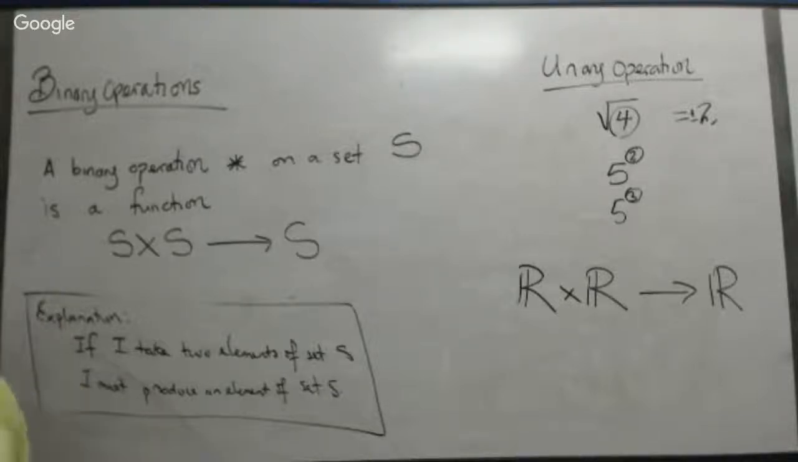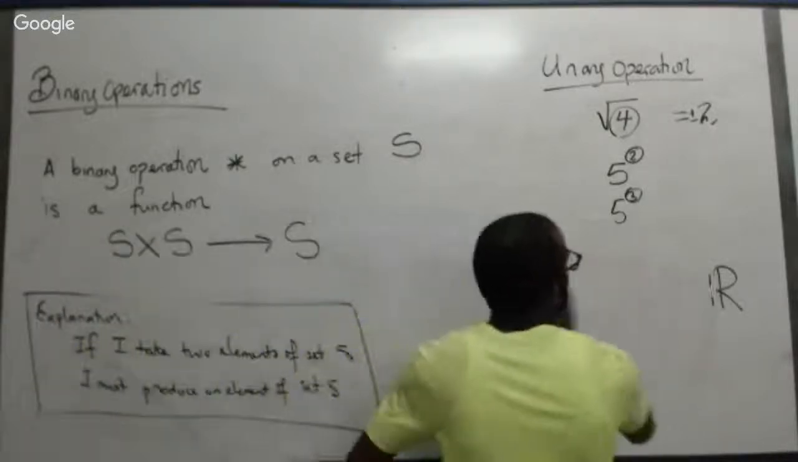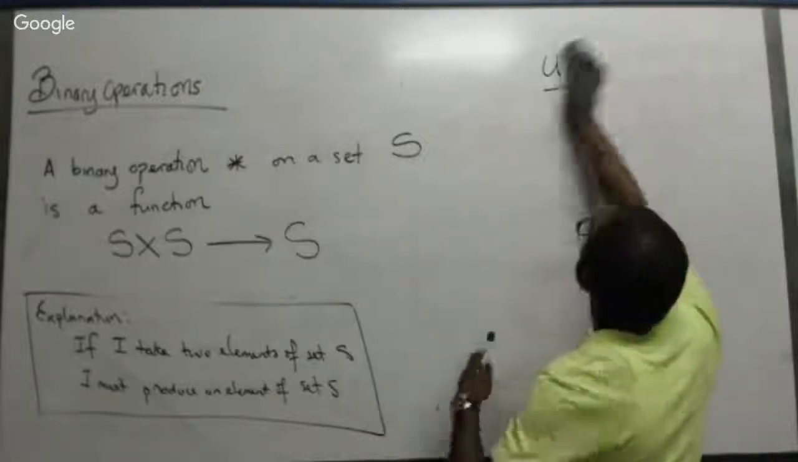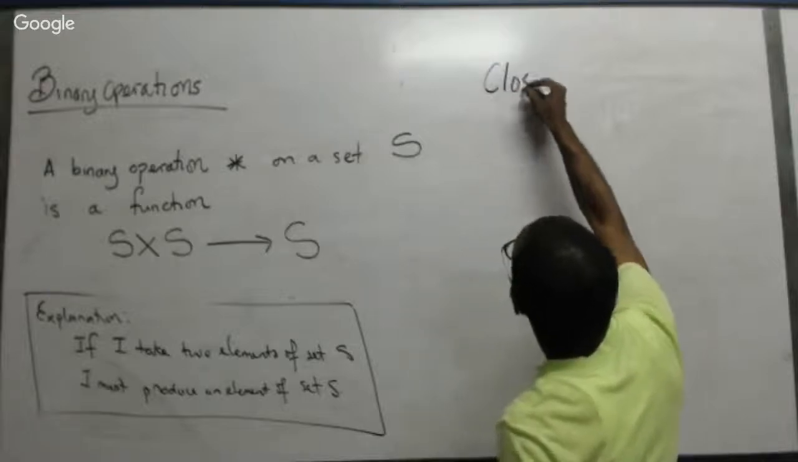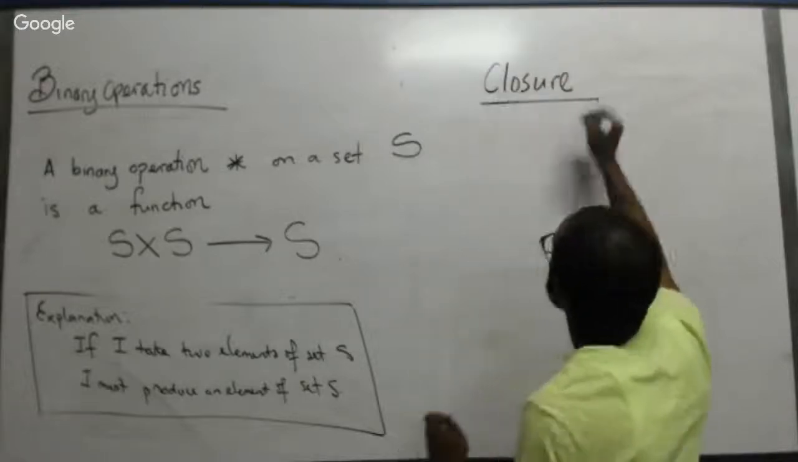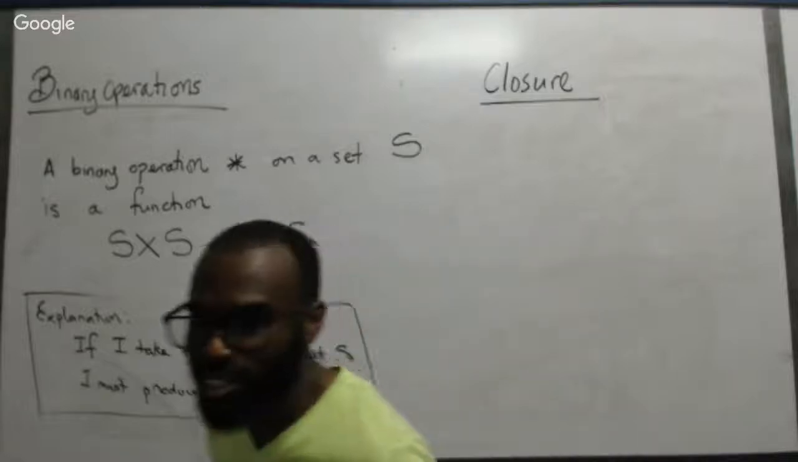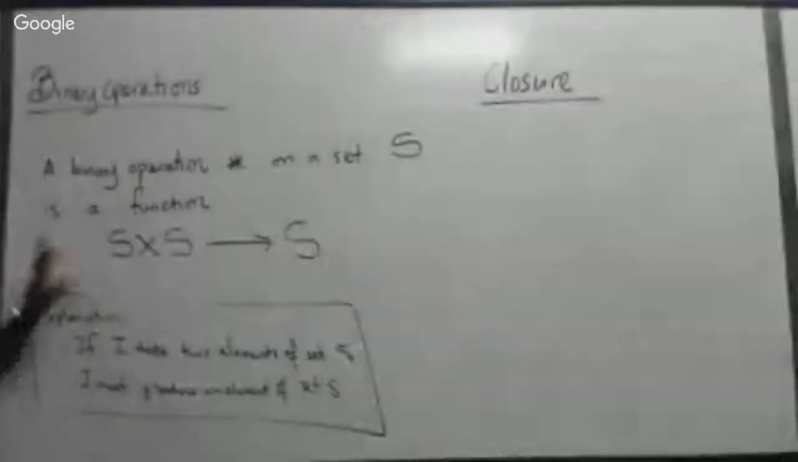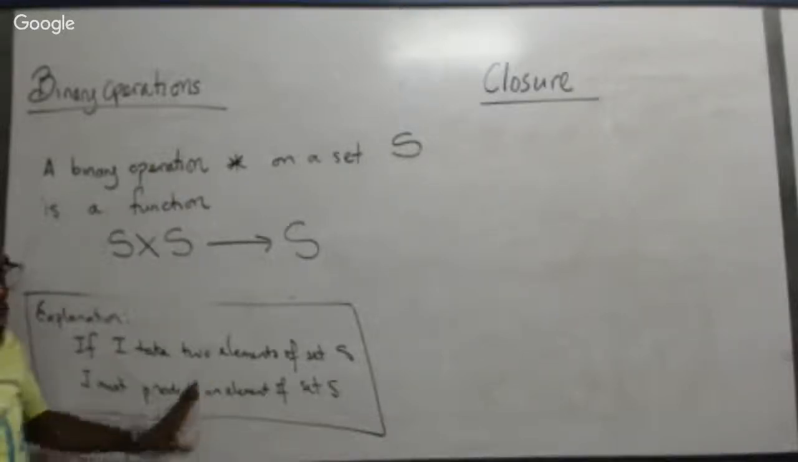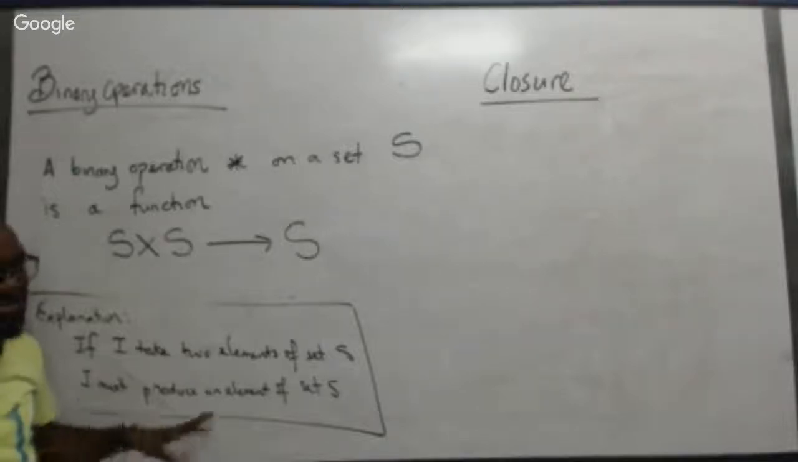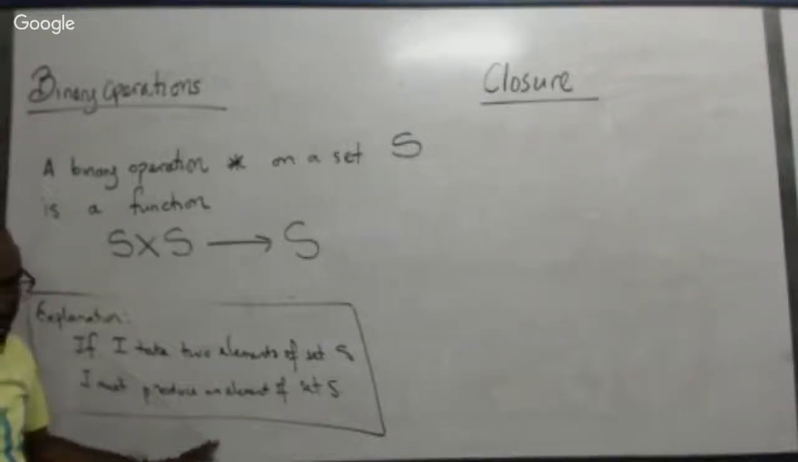Closure. That's the next topic. So after you write this, all you need to write is closure. And you're going to see why a binary operation is only a binary operation if it is closed. Right? Because I'm going to write about the same thing in another way. And that's what the man wants you to write down, by the way.